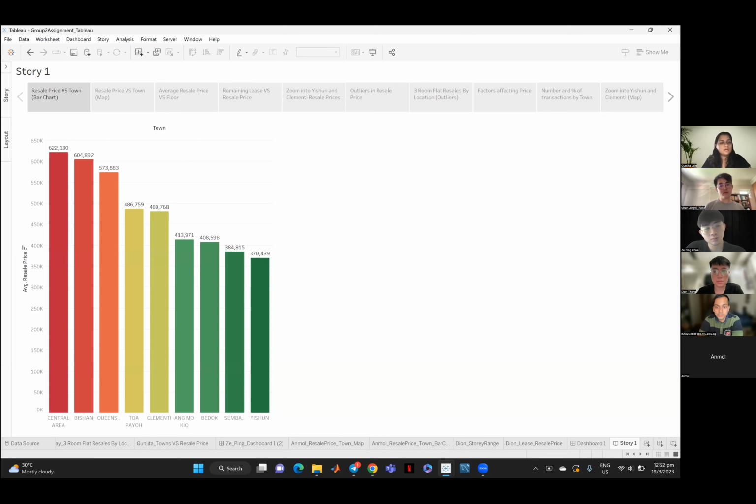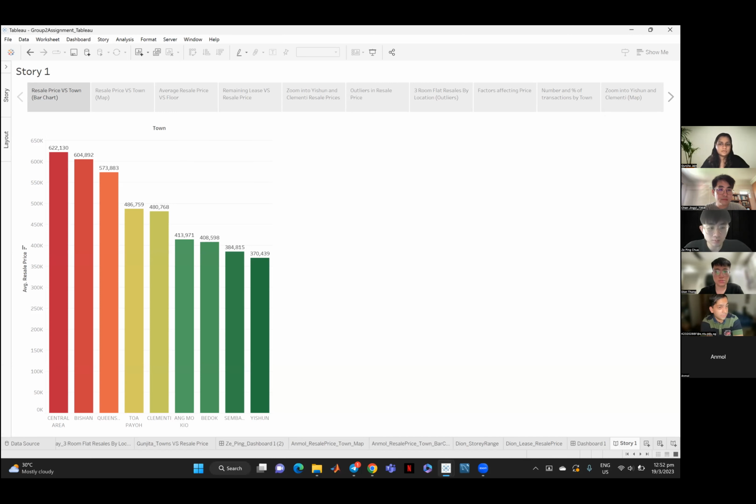Okay, hello. So today for our group's Tableau assignment, we'll be going through several visualizations that we have done to demonstrate the differences in resale prices or transactions over the years and across different towns.